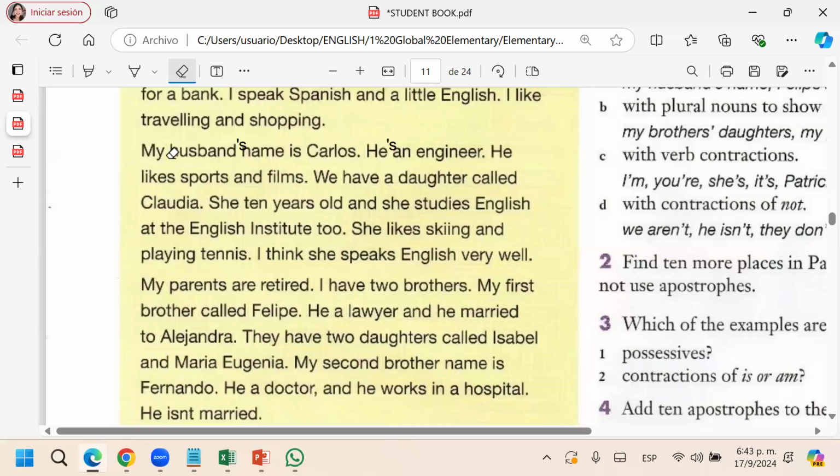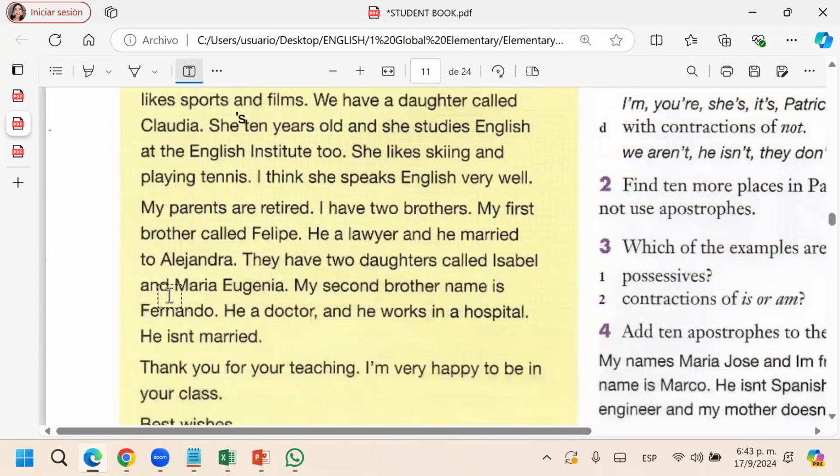My husband's name, he likes. She studies. In which other part here? She's 10 years old. She's 10 years old. Yes. She likes. That's it. My husband's name, he's an engineer, she's 10 years old. Let's go with the last.